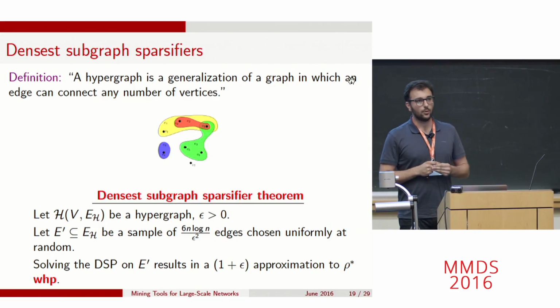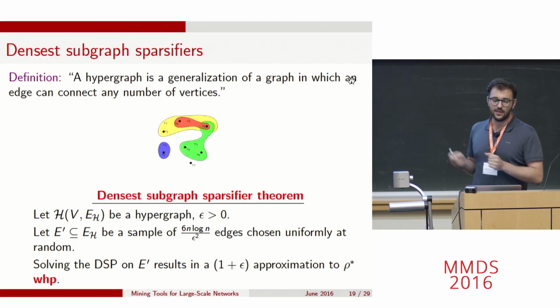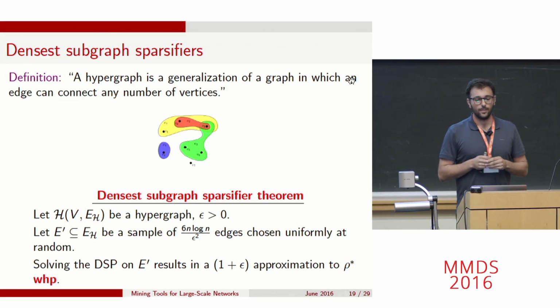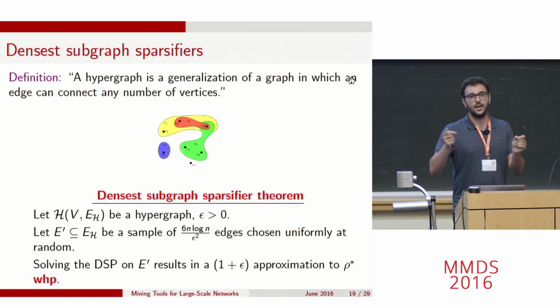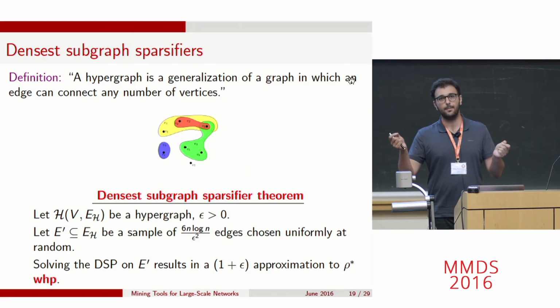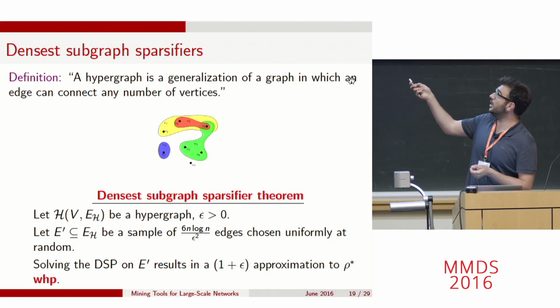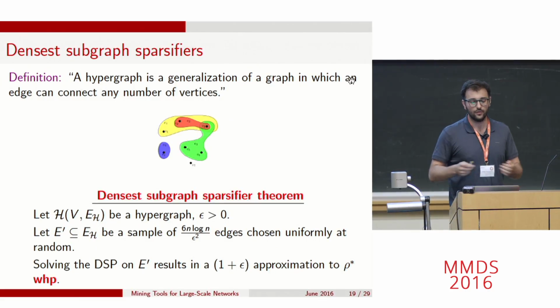I would like to make sure we're on the same page, so let me define the notion of a hypergraph, because I'm going to give a very general theory. A hypergraph is a generalization of a graph where we allow any number of nodes to be connected by a hyperedge. This is an example of a hypergraph here. You can see this yellow hyperedge. It connects 3 nodes rather than 2, which is the usual notion of a graph.